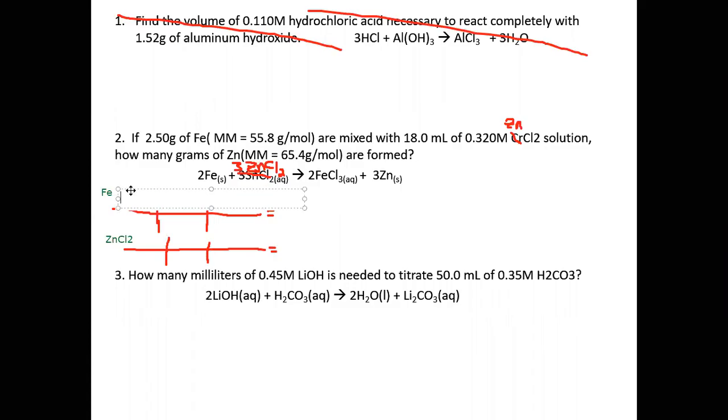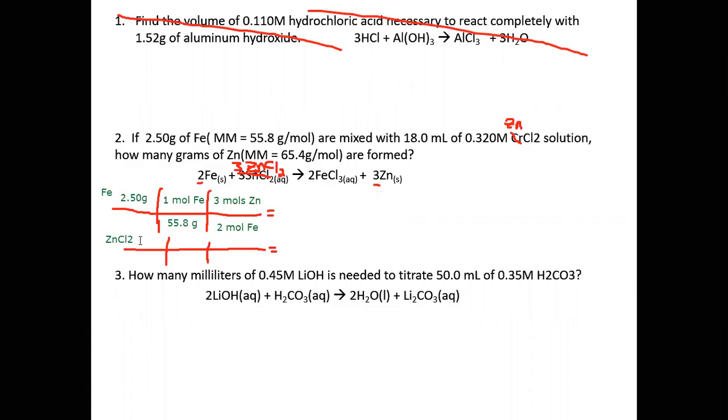So with iron, we have 2.50 grams. We got to divide by the molar mass. Now we have moles of iron. Now if we look at the mole ratio, 2 moles of iron produce 3 moles of zinc. And now we can determine the amount of zinc produced by iron.